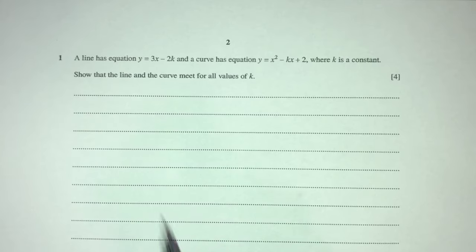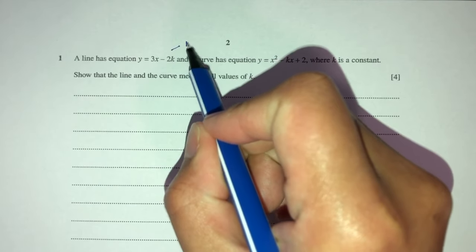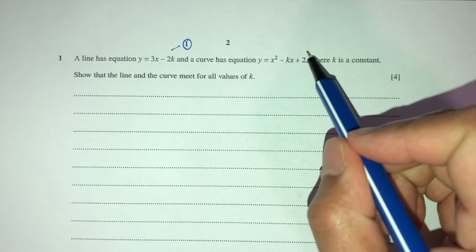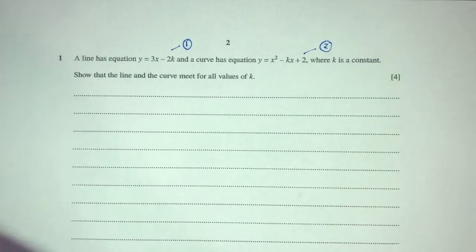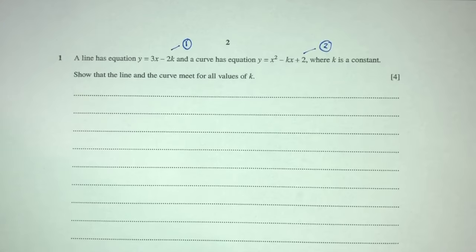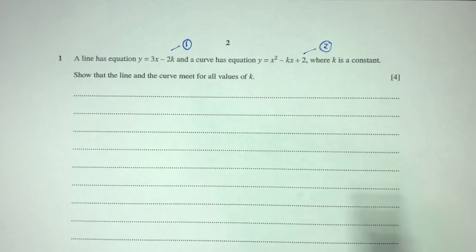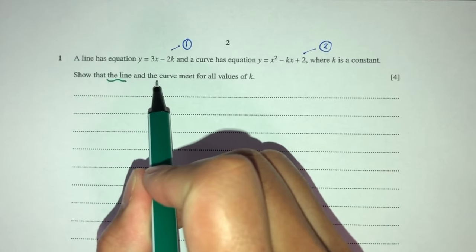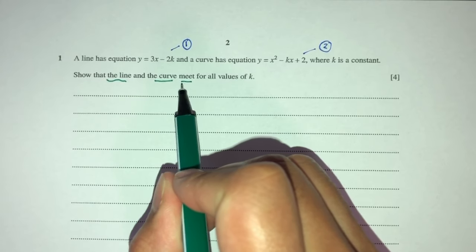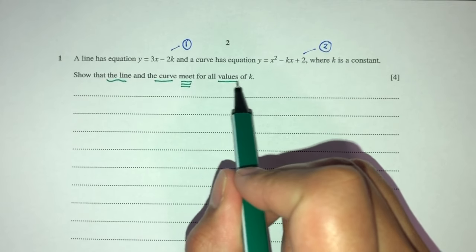A line has this equation. This is my equation number 1. A curve has this equation, equation number 2. Now, let's see what the question is. We have to show the line and the curve meet, intersect, for all the values of k.